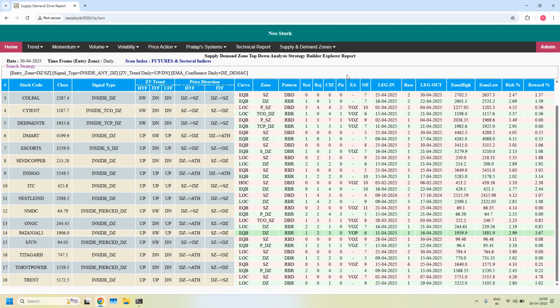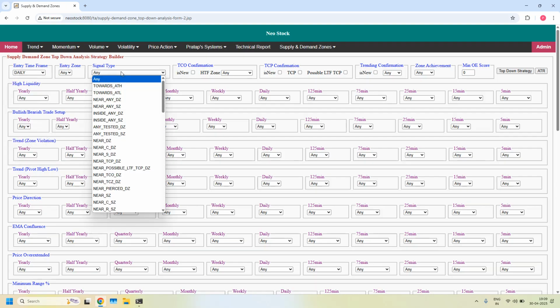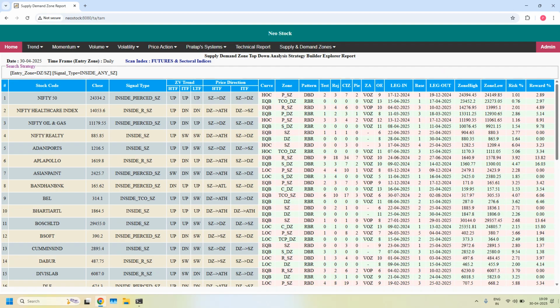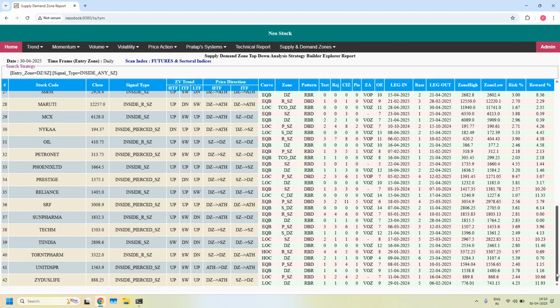Okay, next, for daily time frame, price closed inside the daily supply zone. First 15 stocks in the list. I'm scrolling the list down. So total 42 stocks are filtered.